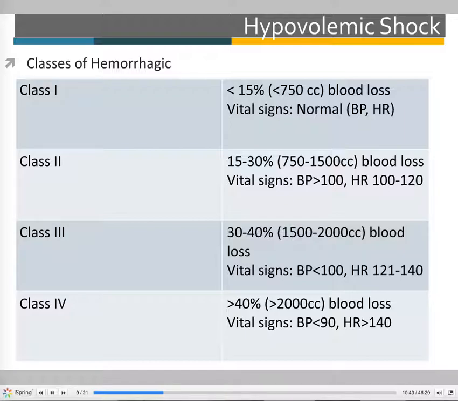The pulse will be anywhere from 100 to 120 beats per minute. The respiratory rate will increase as well, so there's tachypnea, and you can expect a range from 20 to 30. The urinary output, however, is going to decrease. So it's not going to be above 30 cc's per hour. It's going to be between 20 and 30.